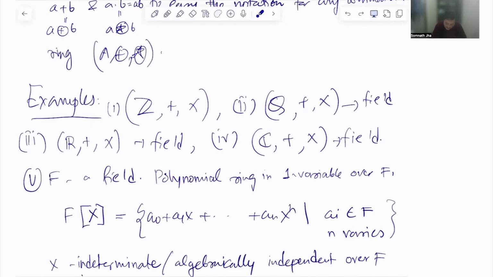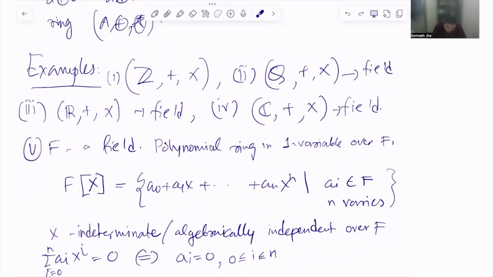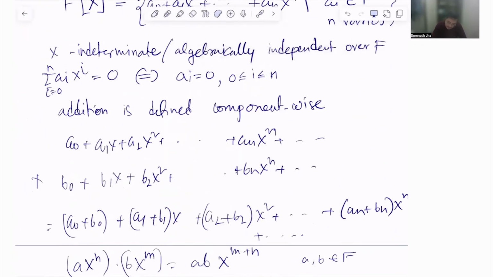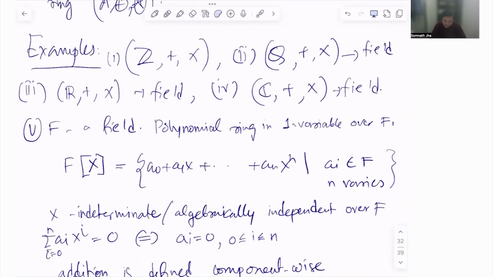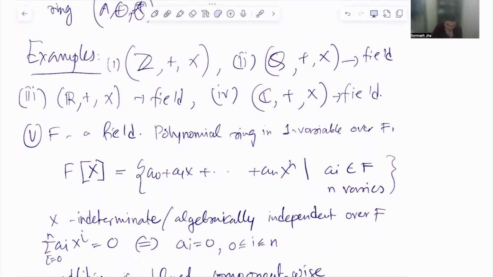Okay, so x is an indeterminate, which means x doesn't satisfy any algebraic equation. So x cannot be something like root 2, or root 3. If you write any algebraic expression, it precisely means that the summation of ai x to the power i equals 0 if and only if each of these ai is 0. So x is an indeterminate, or what we call a variable. These are formal polynomial expressions, and as I said, algebraically you can assume x to be an algebraically independent element over F. There's a categorical definition, but I don't want to go into it. But you can assume x to be an indeterminate.